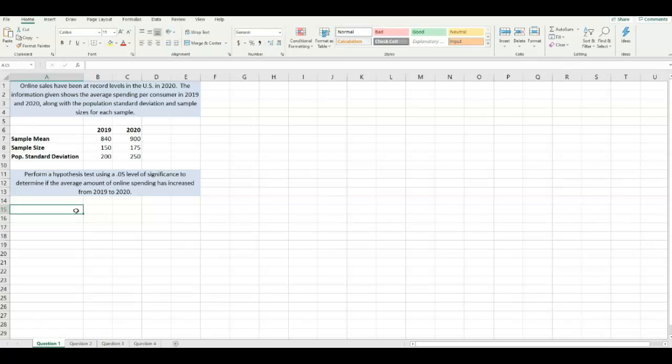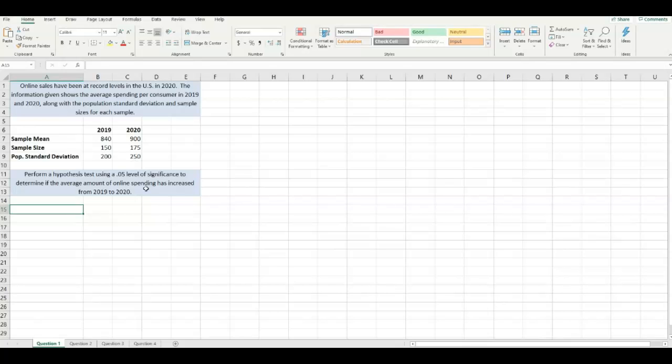Let's start the review with this question. We're told that online sales have been at record levels in the US in 2020. The information given shows the average spending per consumer in 2019 and 2020, along with the population standard deviation and the sample size for each sample. So we're given that data here in these cells.